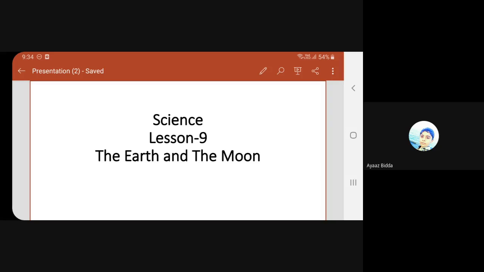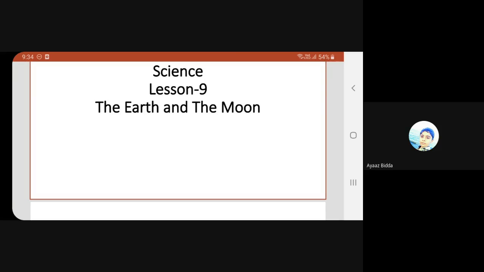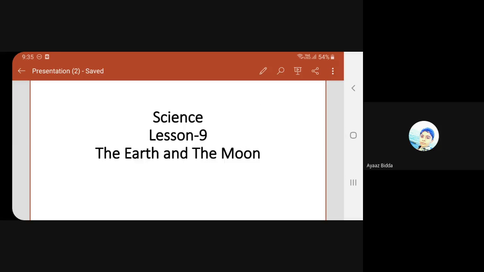Earth. Yes, the moon is the satellite of Earth and it's the nearest neighbor of the Earth. Just as Earth revolves and rotates around the sun, the same way the moon rotates and revolves around the Earth. Yes, these are some of the facts. So in this chapter we are going to learn about the Earth and the moon in detail.